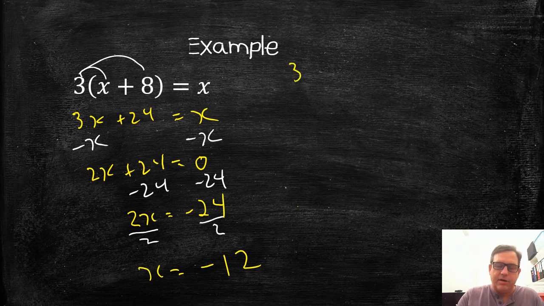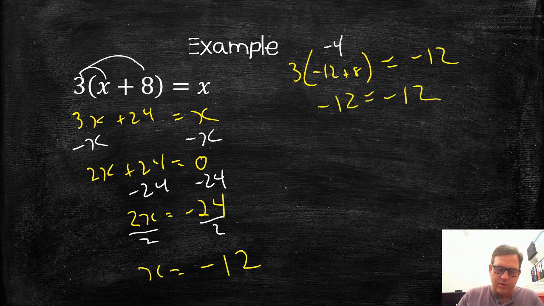Again, we can check this, right? 3 times minus 12 plus 8. Does that equal minus 12? Well, minus 12 plus 8 is minus 4. 3 times minus 4 is minus 12. And that equals minus 12. It does indeed. Our answer is good.